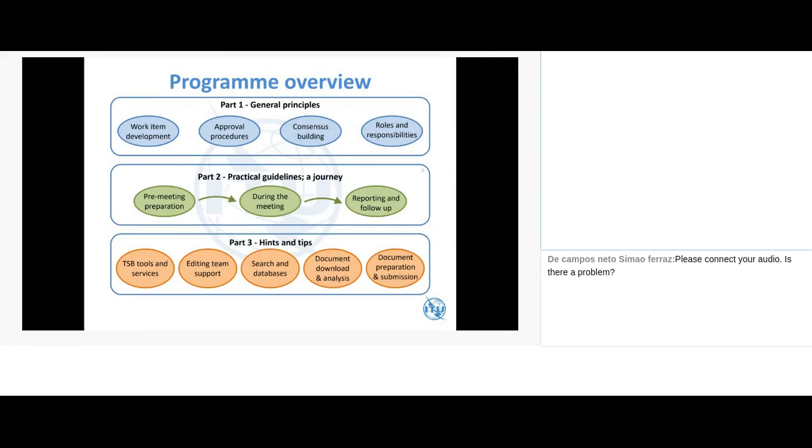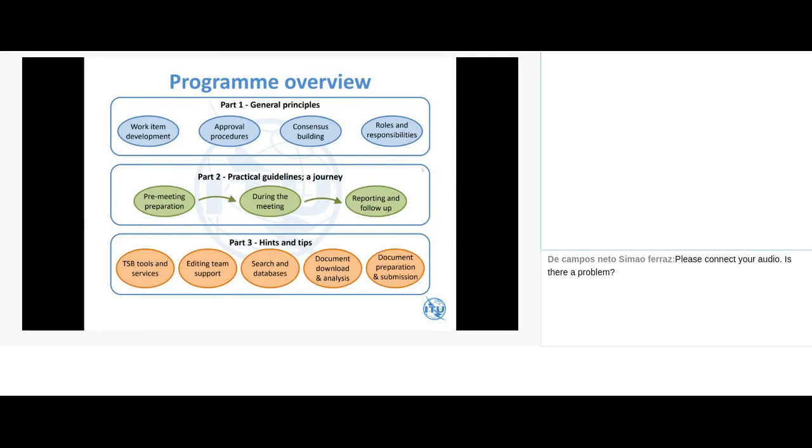And then there's two aspects of documentation. One is about consuming documents. So how do we download them? How do we analyze the content in a way that helps us as a group of leaders? And the other is about the document preparation side. So whether you're preparing a contribution or whether you're preparing a TD in your leadership role, what are some tips and tricks to do that most effectively?